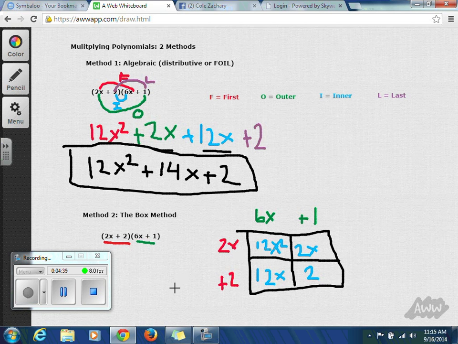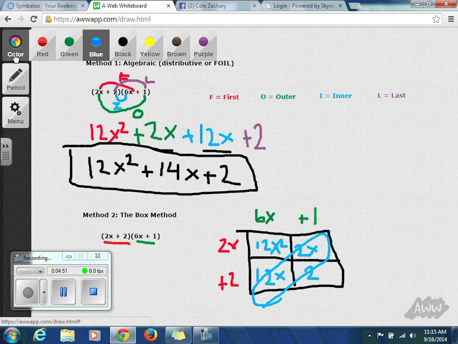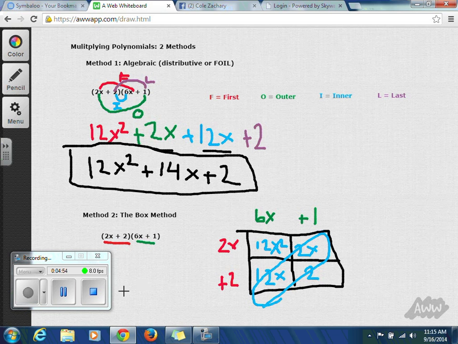One thing that you do, just like you do in Punnett squares, is that now you're going to see that this diagonal is where my like terms are, just like they were right here. So with my final answer, 12x squared, your diagonal equals 14x, and your last term is 2, giving you the same answer as you got using the algebraic method. Let me write that out a little bit better.